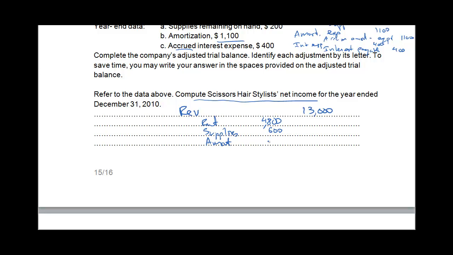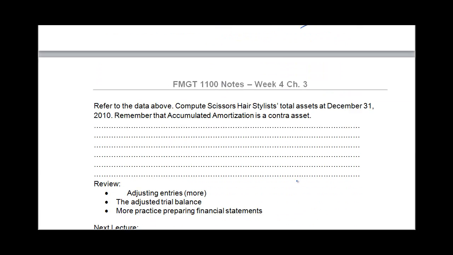So amortization, interest, 800. Add them all up, and we end up with 7,300. So finally, net income, do the math, $5,700. Okay. Next question. Refer to the data above.